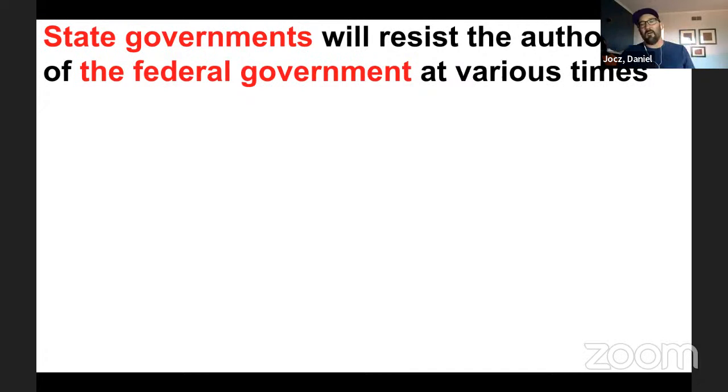And then the last thing I'm going to say about period four before we get to Andrew Jackson is state governments will resist the authority of the federal government at various times. So I'm trying to point out certain themes that we have touched on and show you how they're not necessarily new. I want to take a moment here to show you, we've seen these debates in almost all of our sessions.